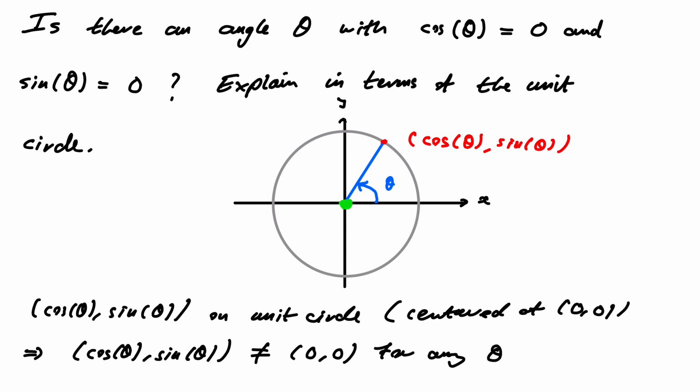Of course not, right? There's no position on the unit circle which is 0, 0 because they've all got to be distance 1 from the origin. Remember, this length here is equal to 1. So the answer is no, right? Purely by definition of cos and sine.